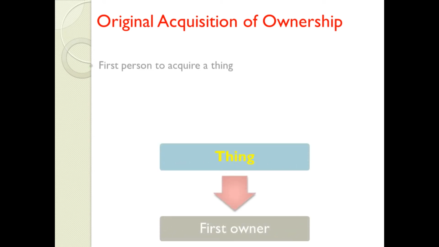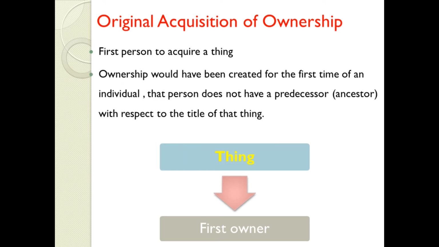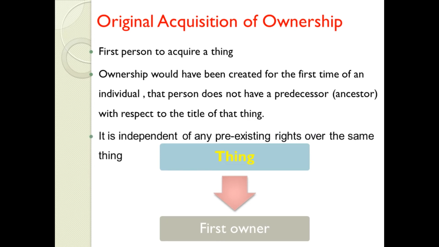Original acquisition of ownership. This is when one is the first person to acquire a thing. So ownership would have been created for the first time of an individual. That person does not have a predecessor with respect to the title of that thing. It is independent of any pre-existing rights over the same thing. So the thing is owned for the first time. We have the thing and it has the first owner. That is original acquisition of ownership.